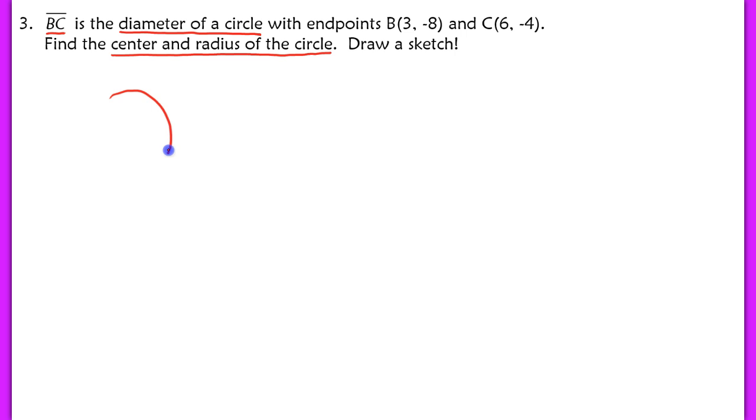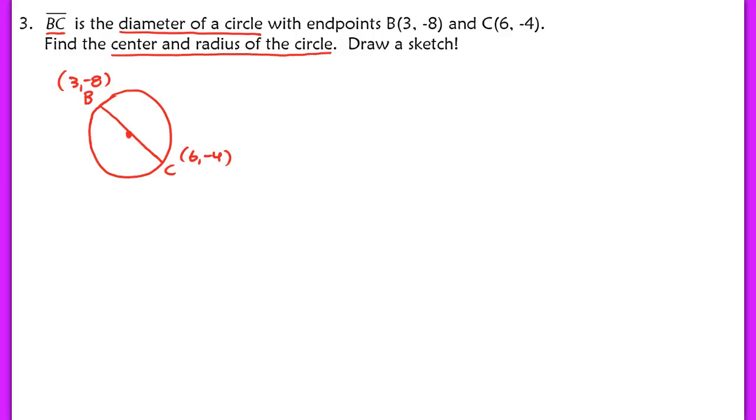So if we think about this visually and we draw a sketch of this, we have a circle with a diameter that's going to run through its center. Okay, so that's what's special about a diameter, right? So we have the points B, C that represent the endpoints. So we have some coordinate here, 3, -8, and 6, -4. Obviously, these are not where they would be graphed in a coordinate plane, but who cares? We're just drawing a quick sketch, okay?